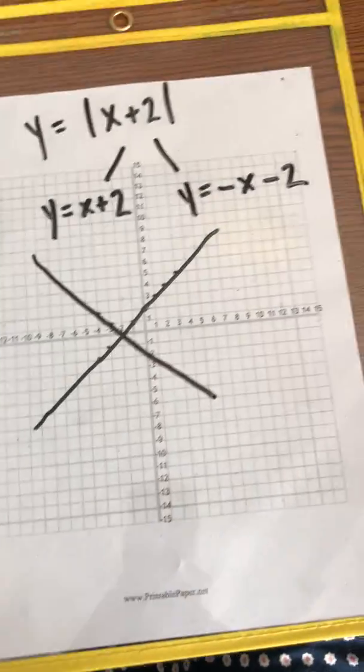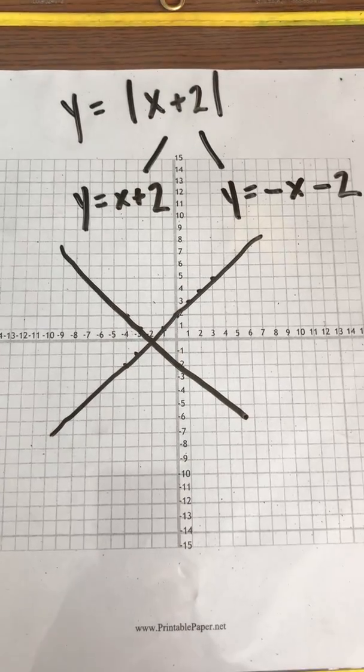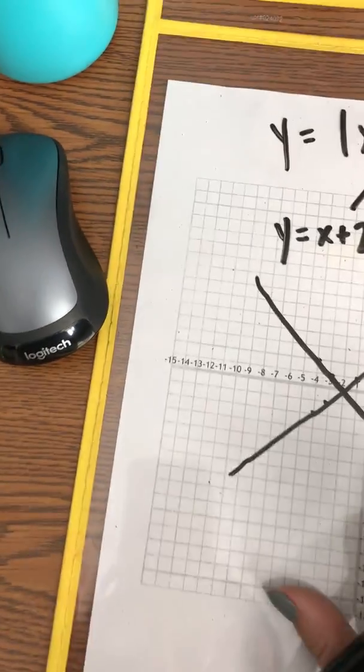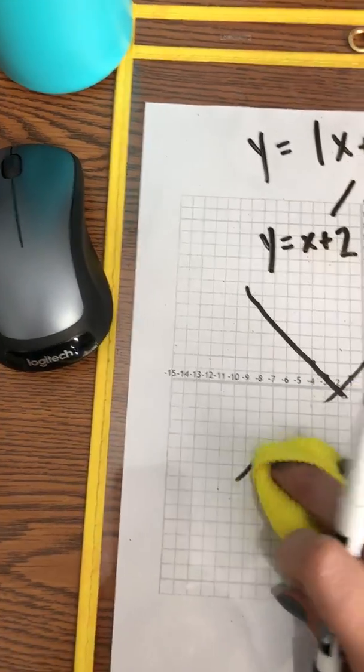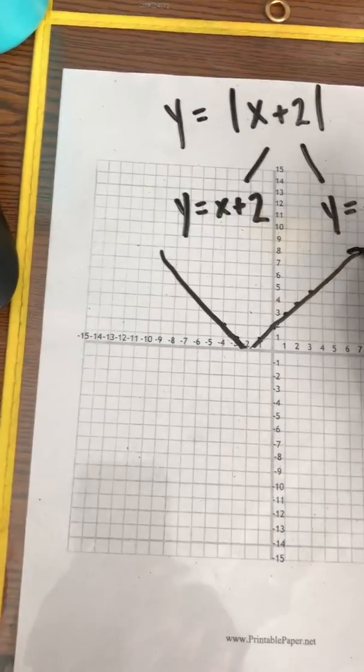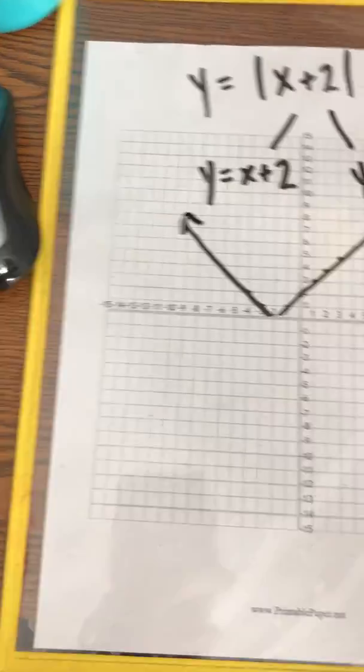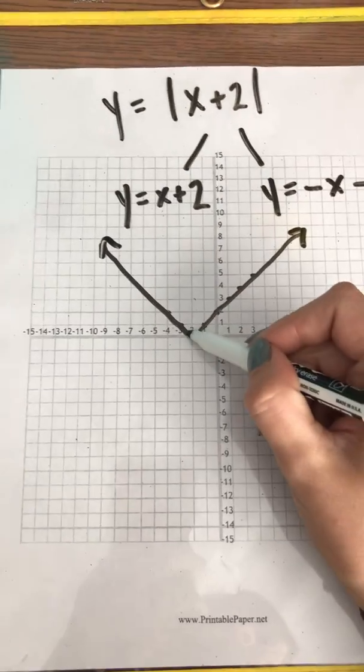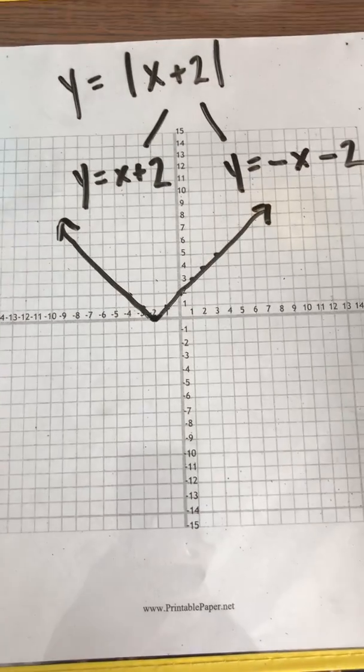Now, an important thing to realize is that absolute value graphs can never be negative. So we go back and erase everything below the x-axis because absolute value can't be negative. And so this is our graph of y equals the absolute value of x plus 2. It hits the x-axis at negative 2.